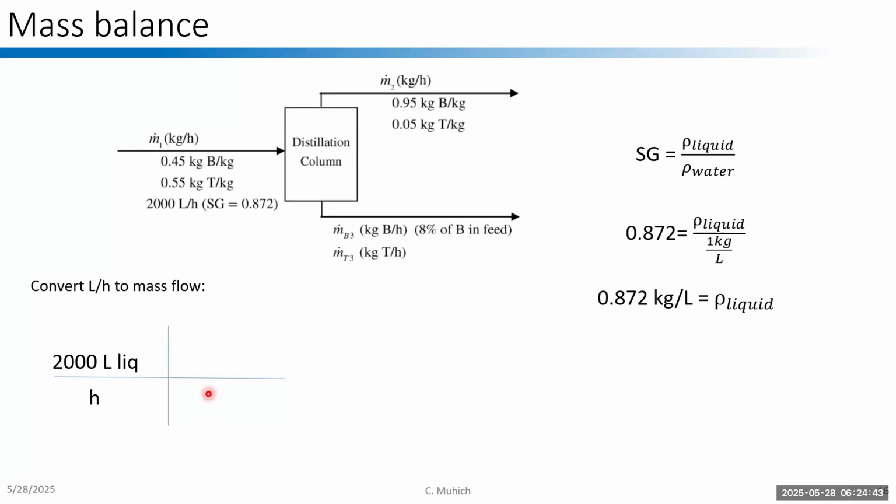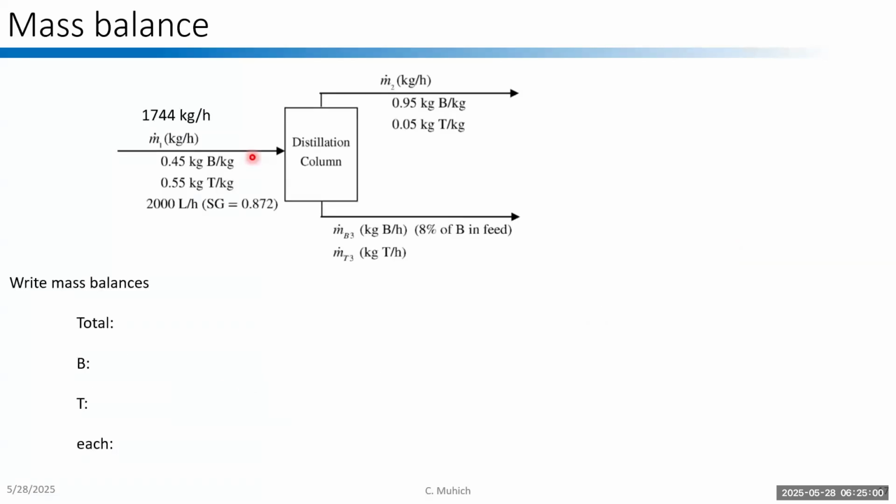I can then pop that into my chart. I have my liters. I have my 0.872 kilograms. This tells me then that the mass entering is 1,744 kilograms per hour. Okay, so now that I have that information, I'm going to update my diagram showing the mass flow rate. That way I have all the information in my diagram so that I can quickly look and see what's going on.